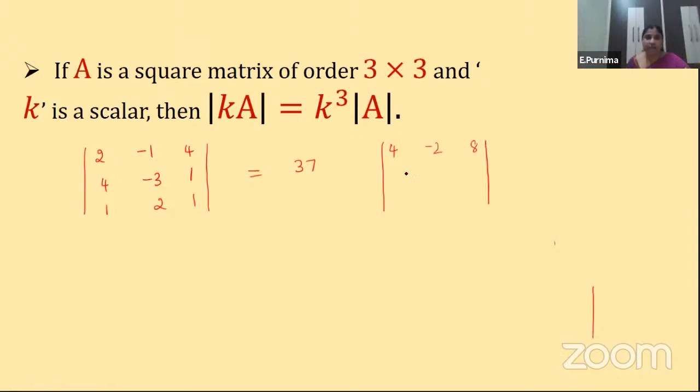4 into 2 is 8. Again for the second row also, 4 into 2 is 8, minus 3 into 2 is minus 6, 1 into 2 is 2. 1 into 2 is 2, 2 twos are 4, 1 into 2 is 2. Every element of the entire matrix is multiplied with 2. Understood? So if I try to find this, that means the first row is multiplied with 2.